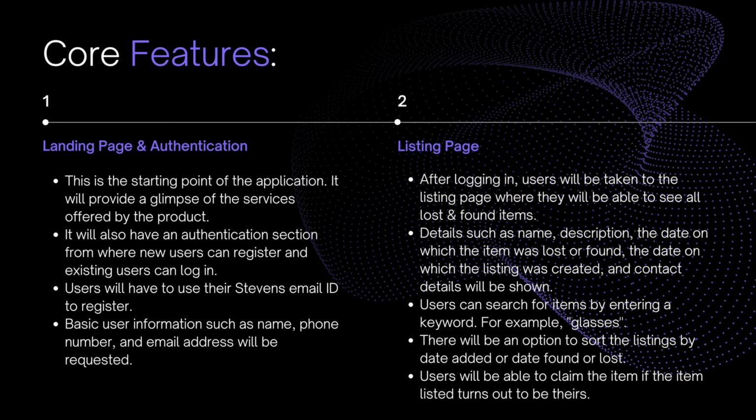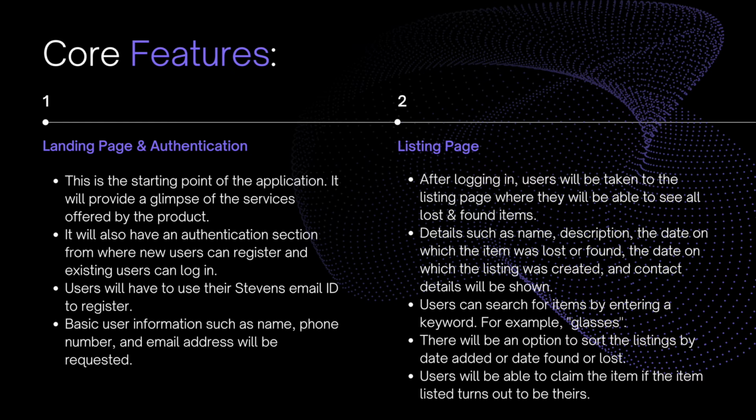Once logged in, users will be taken to the listings page where they'll be able to see all of the lost and found items along with their associated details such as the item name, description of the item, the date on which it was lost or found, as well as some additional information such as the date on which the listing was created by the user and added to the website, accompanied by the contact details of the user who posted about the item.